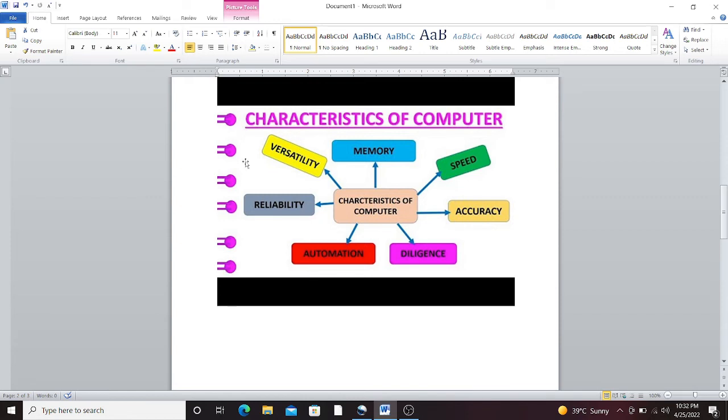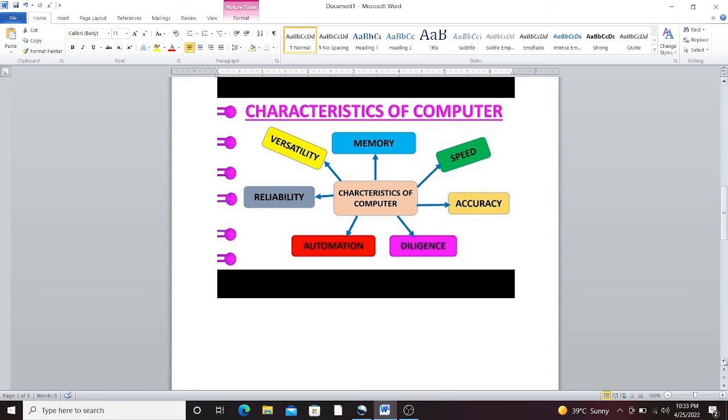But this computer will never get tired of anything, and also it can do all types of work. It can play songs for you, it can play movies for you, it can allow you to play games, it will allow you to type anything, it will allow you to paint. So all these things can be done by computer. So computer is a versatile machine.